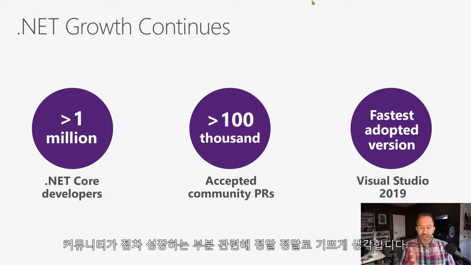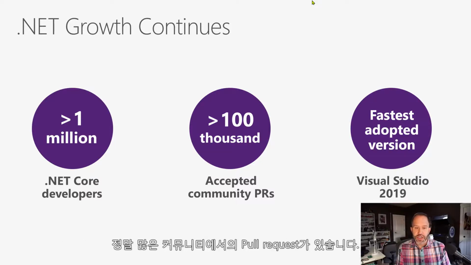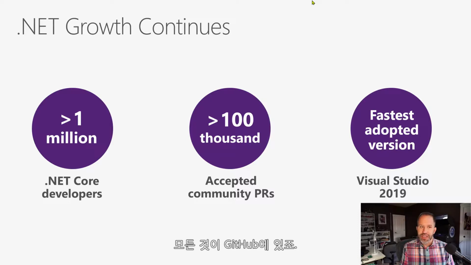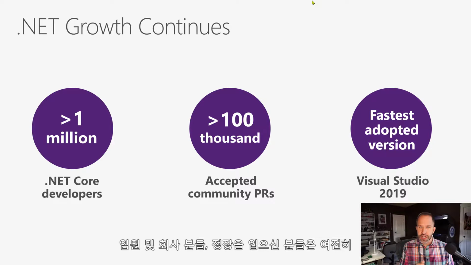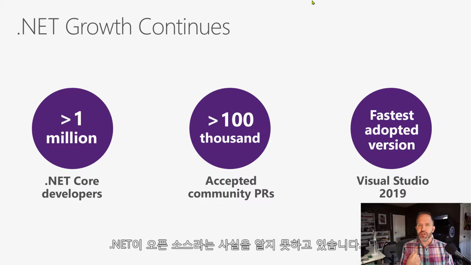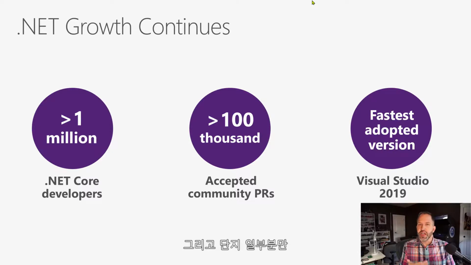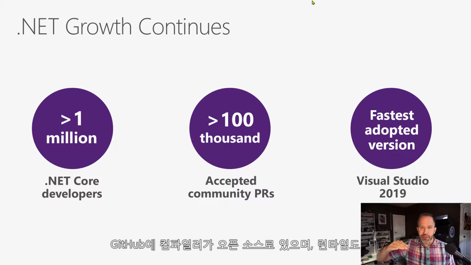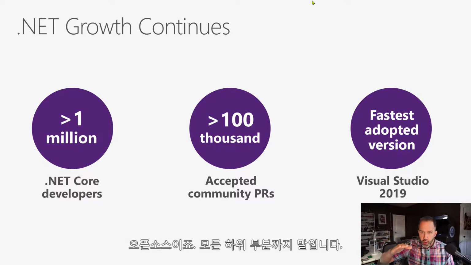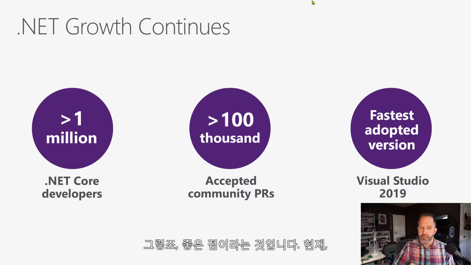I also want to point out that it's really, really exciting that the community is getting involved. There's a lot of community pull requests. It's all on GitHub. It's entirely open source. Even now, in 2019, people still get confused, and bosses and companies and suits still don't get that .NET is open source. And not a little bit open source, completely open source on GitHub. The compiler is open source, the runtime is open source, all the way down to the metal. Okay? It's a good thing.